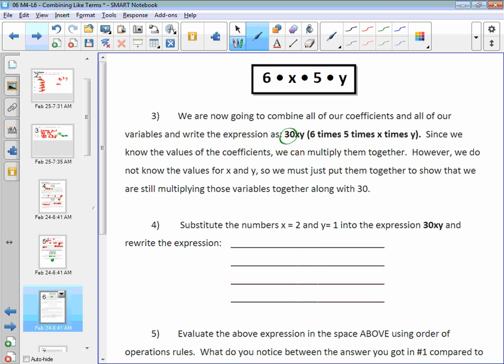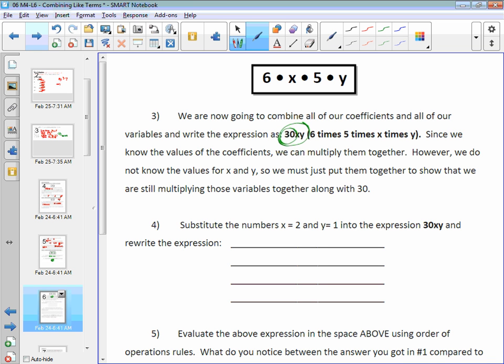Yes. Probably the best advice I can give you, the most important thing out of lesson 6, is when you combine like terms, and if you've done it correctly, when you substitute those values that I gave you for x and y back on the previous page, you should get the same answer. What was the answer from the previous page? 60. Now here's my new expression, 30xy.